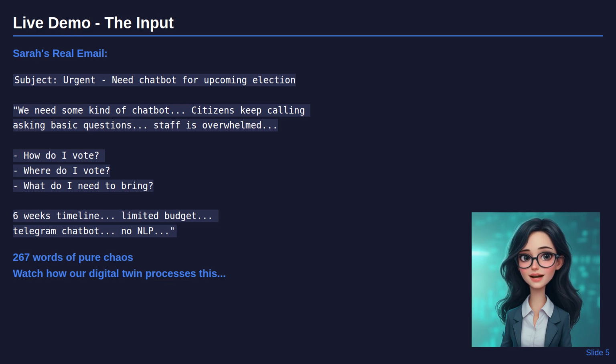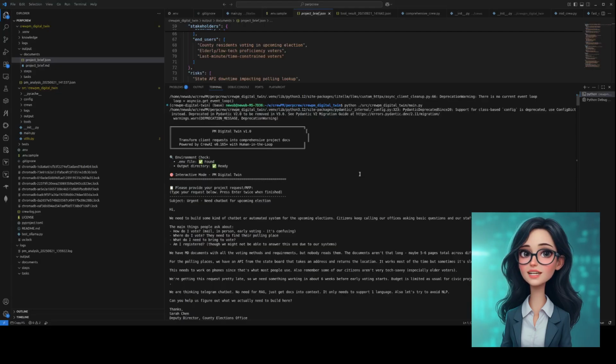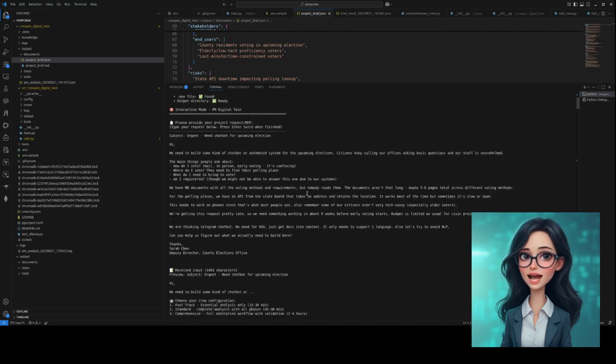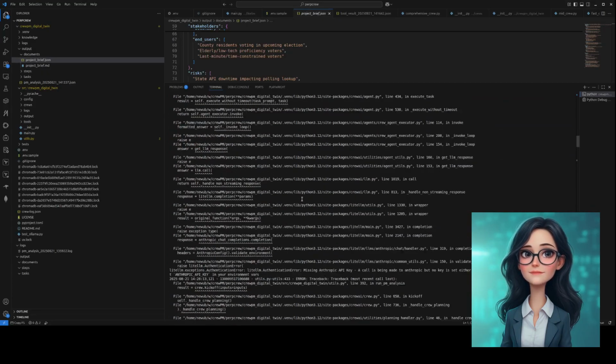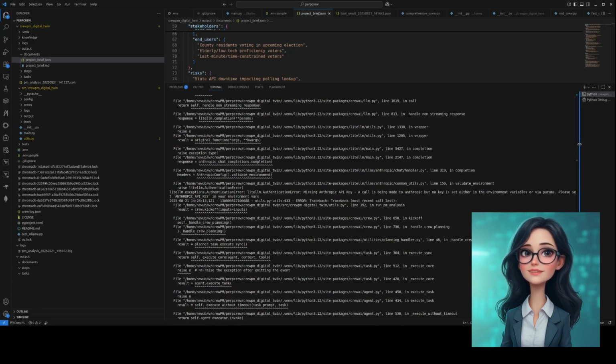No clear requirements, no user definitions, no acceptance criteria. This is what real projects actually start with. Now watch how our digital twin processes this into professional documentation. Here's our agent orchestra in action. The project coordinator starts by reading the email, but notice, it reads it twice.